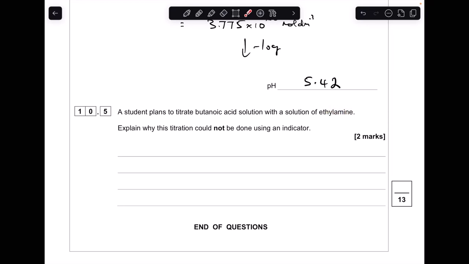So really helpful if we just sketch up the typical weak acid, weak base titration curve. So there's the titration curve there, and you can see the pH change is very, very gradual. There's no vertical section, so an indicator is not going to be any use for that.